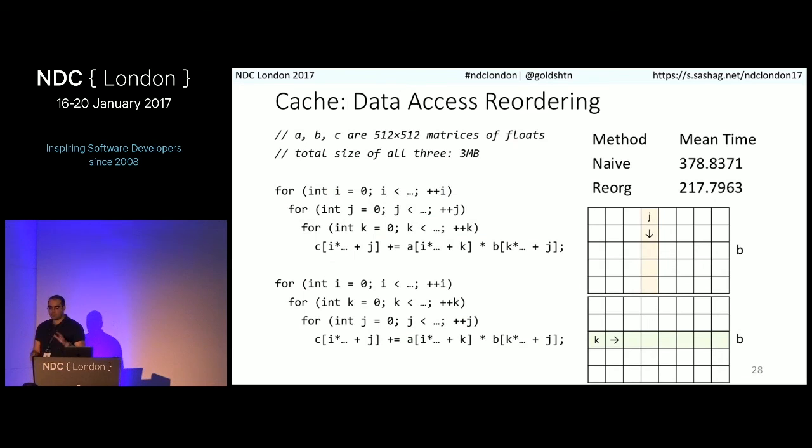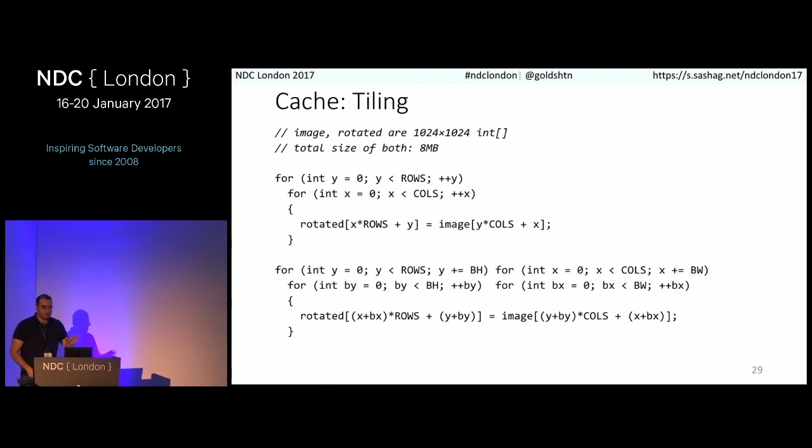Another example, which is pretty similar, so I'm not going to spend a lot of time on, is tiling. In a lot of cases where you have data that you need to access in some random patterns, it might be better, instead of accessing it in random patterns, to make blocks, smaller blocks, and work on these blocks.